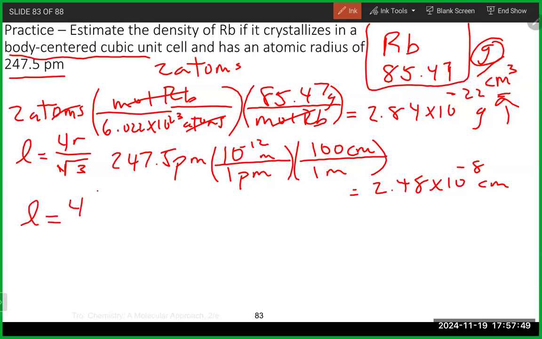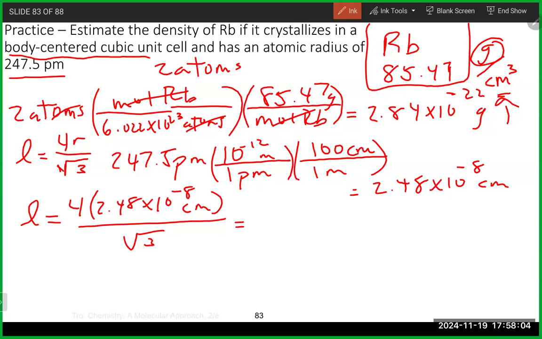So that's 4 times our radius, which we already converted into centimeters, divided by the square root of 3. And that will then get us 4 divided by the square root of 3 times the radius, which looks like 5.72 times 10 to the minus 8 centimeters. So remember, this is not the volume, this is just the length.